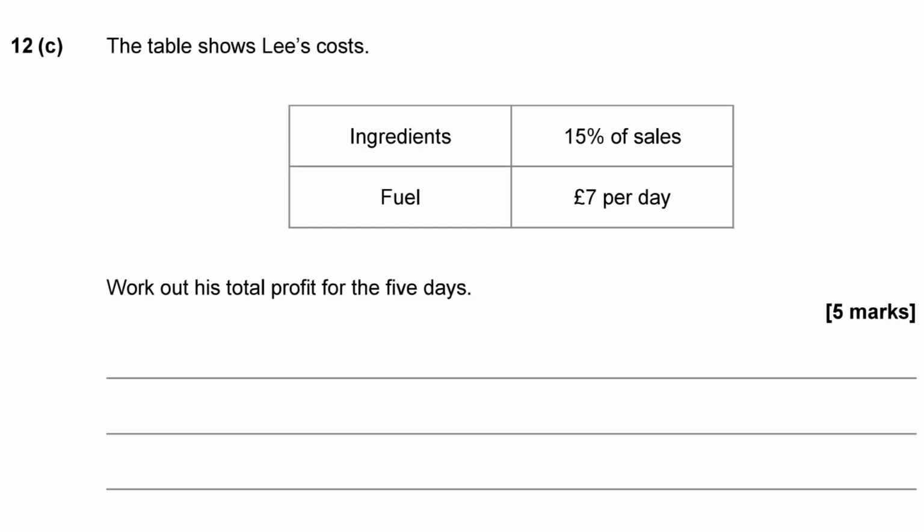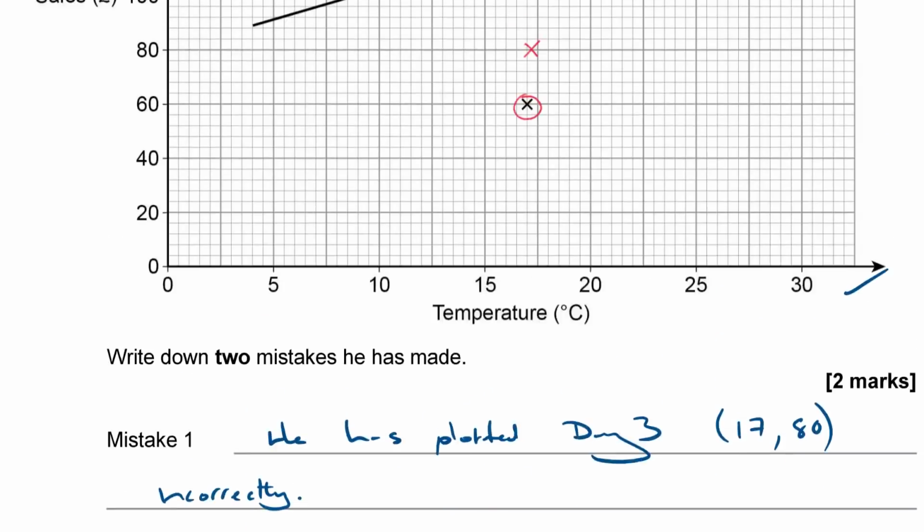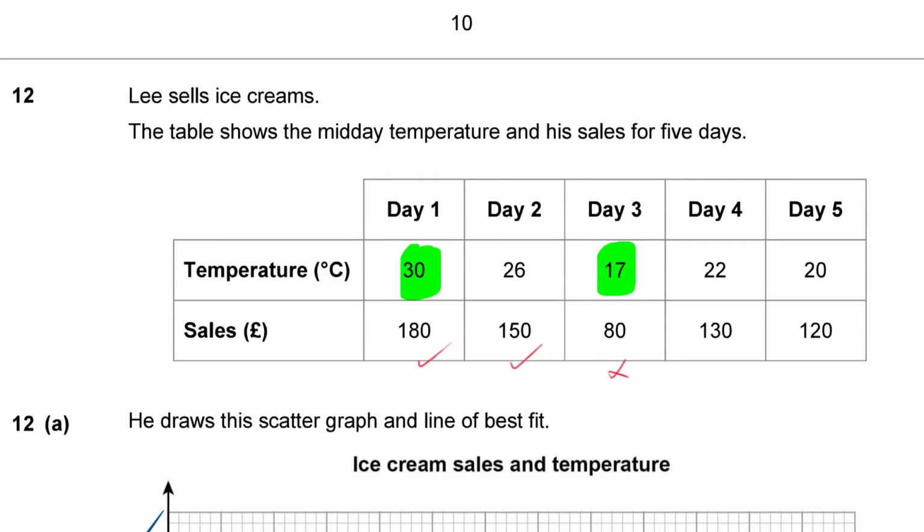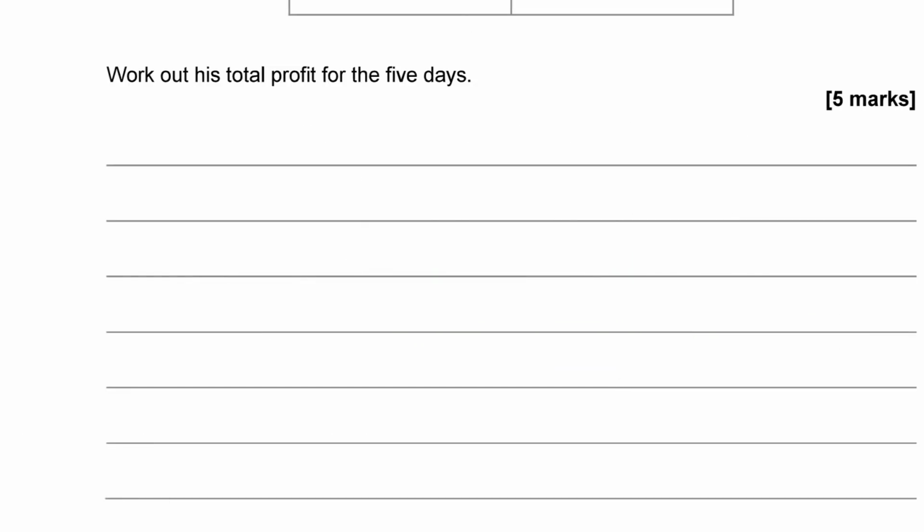12c, the table shows Lee's costs. Ingredients, which is 15% of sales, and fuel, which is £7 per day. Work out his total profit for the 5 days. Okay, so we need to work out how much he sold then, don't we? So we need to total these sales up. So we need to add all these together: 180, 150, 80, 130 and 120.